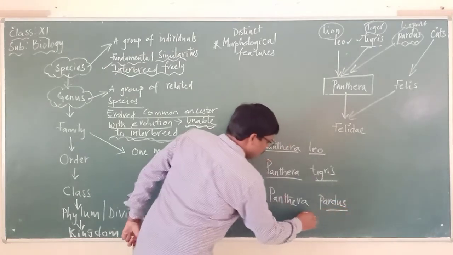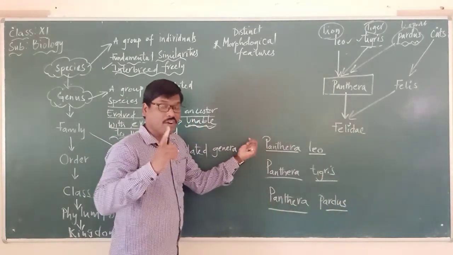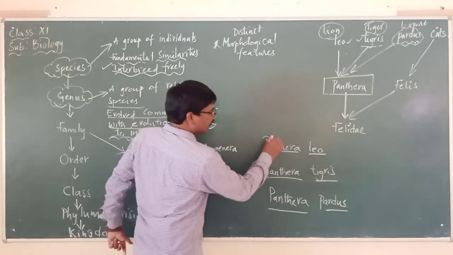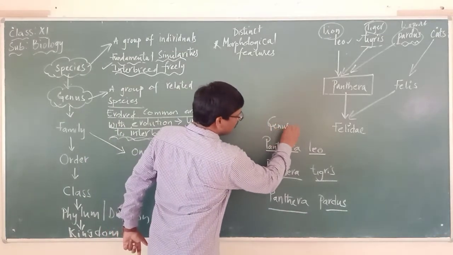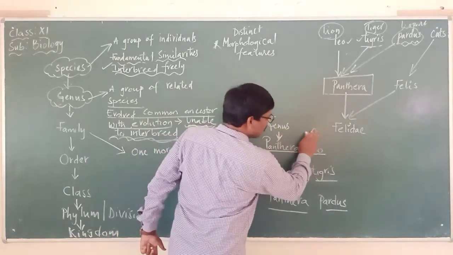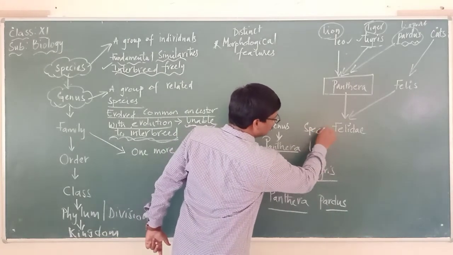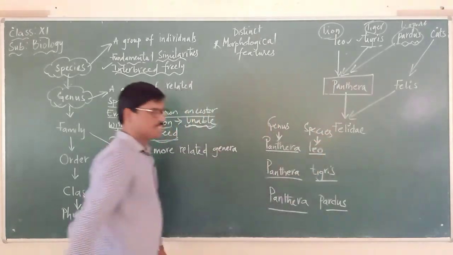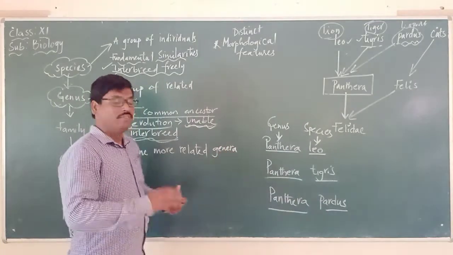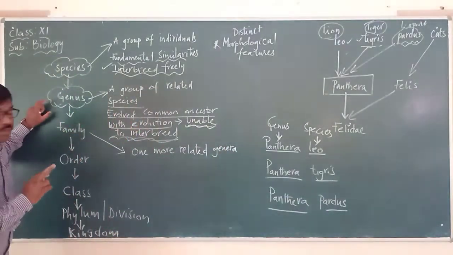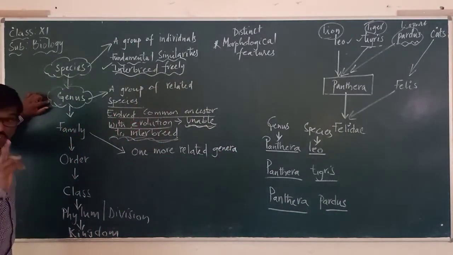So according to the binomial nomenclature, we know that this part represents the genus, and this part represents the species. Please remember that. So now we have understood what genus is. Genus means what?